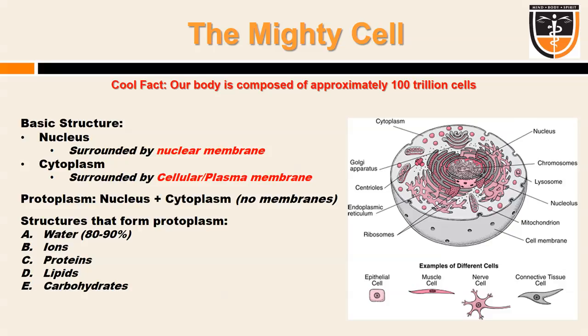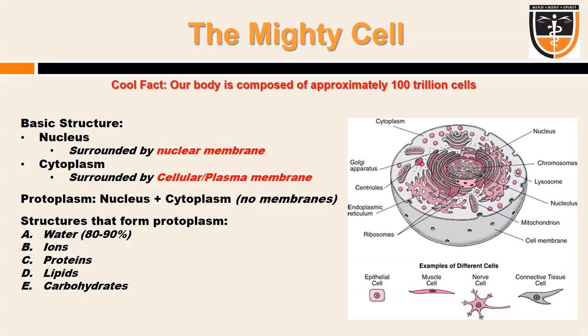There is a term that you might have heard of or not. It's called protoplasm. What's protoplasm? It's actually the nucleus and cytoplasm, take away the membranes, no membranes, so the yucky fluidy thing. That actually is protoplasm. So what are the structures that form protoplasm? Water. We're mainly made of water. 80 to 90% of the cellular structure is water.